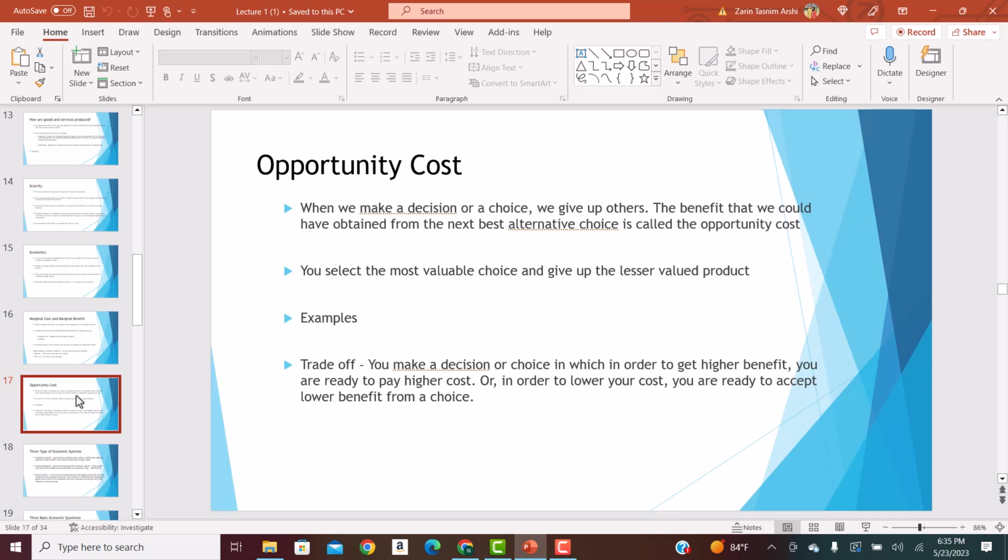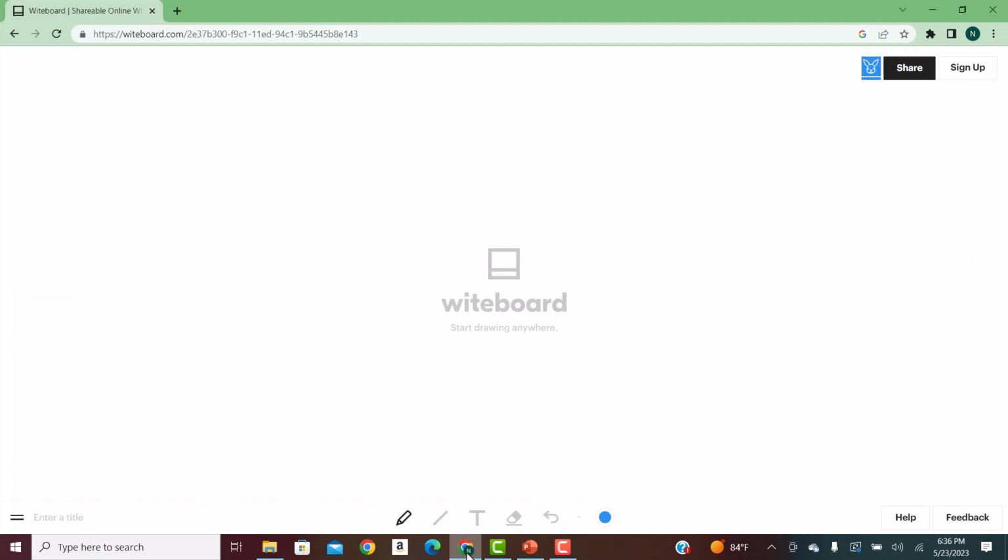Okay, so in formal terms, when we make a decision or a choice, we give up others. The benefit that we could have obtained from the next best alternative choice is called the opportunity cost. We have to understand what this means. This is very important in economics. Now, in accounting, we do not account for opportunity cost, but in economics, this is a very important thing when we are making a decision and we look into this opportunity cost to compare different choices. Let's do a very simple example first of all. Let's say for lunch, you have three choices today.